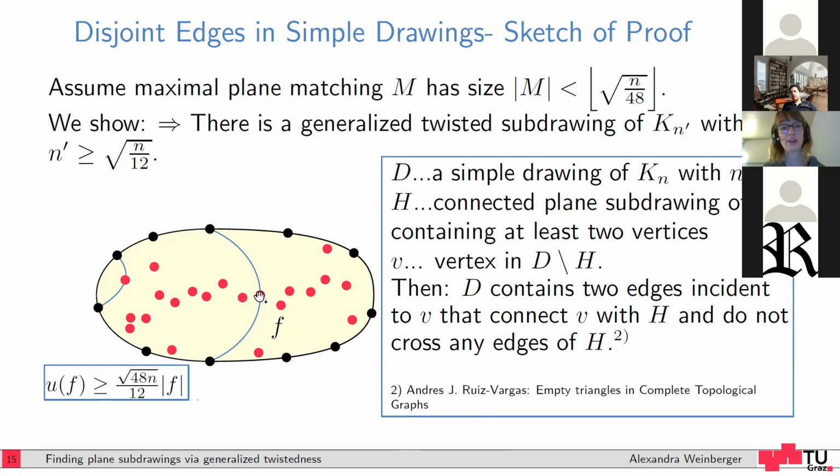If we remember that we started with a maximal plane matching, then we can see that these two edges we add always go to the boundary of the face. That's because if there were an edge going between two unmatched vertices inside the face, then actually we could have added it in the beginning to the matching. It would still be plane, it would be bigger, which is a contradiction to the maximality.